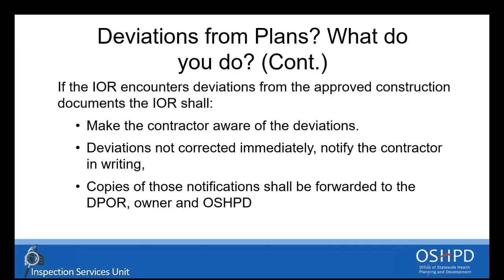So if you encounter any deviations from the approved construction documents, you want to make the contractor aware of the deviations. If the deviations are not corrected immediately, you need to notify the contractor in writing, and that's 7145B. A copy of the notice shall be forwarded to the DPOR owner and OSHPD. Next.